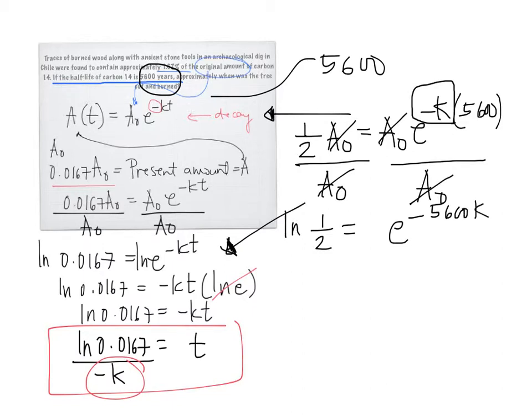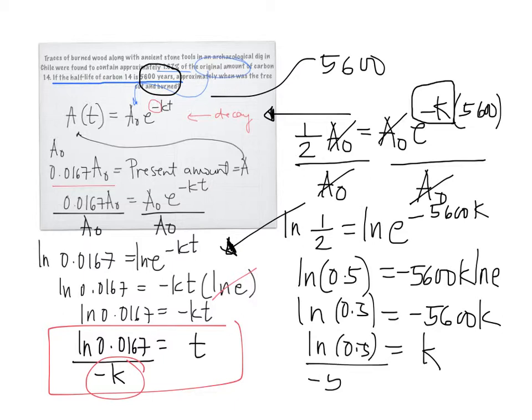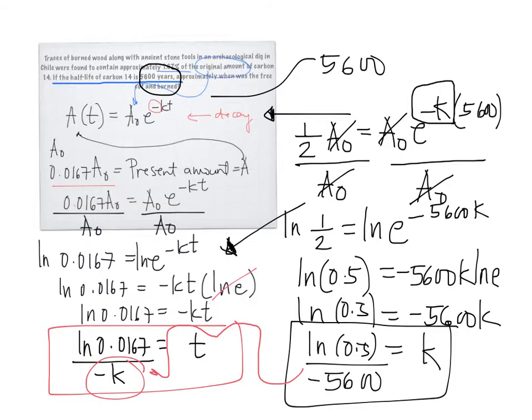Then I'll take ln of both sides. So ln of 1/2, let's make that 0.5, is equal to negative 5,600 k ln of e. But again, ln of e is equal to 1. So this is negative 5,600 k equals ln of 0.5. So the k will be equal to the ln of 0.5 divided by the negative 5,600, which is the k that we need in the equation to find the value of t.